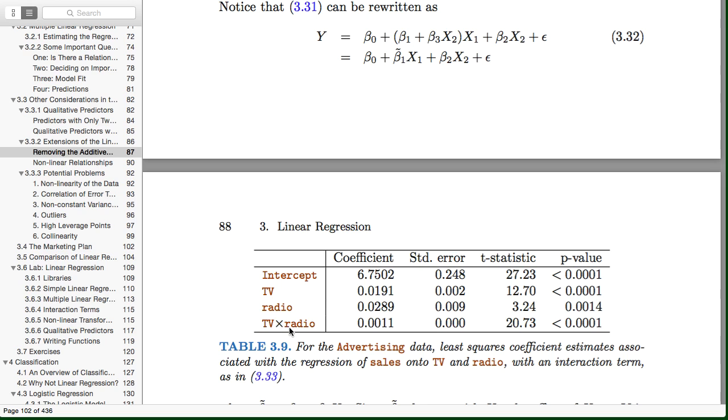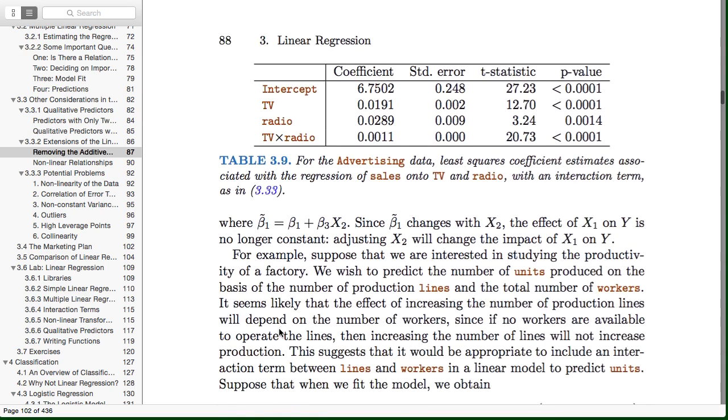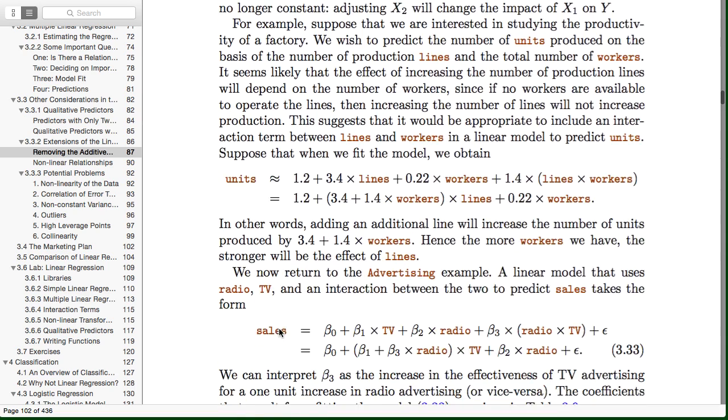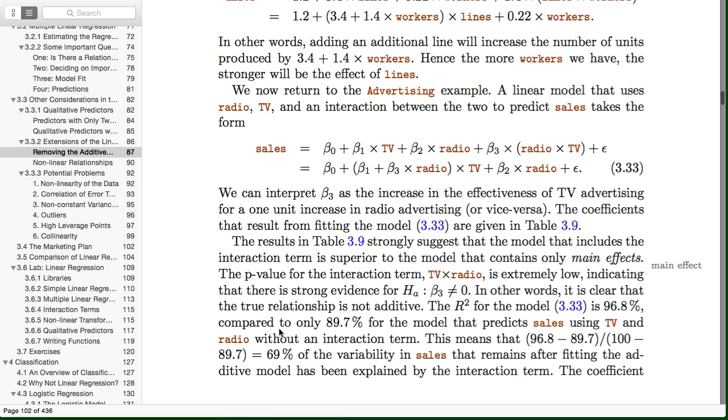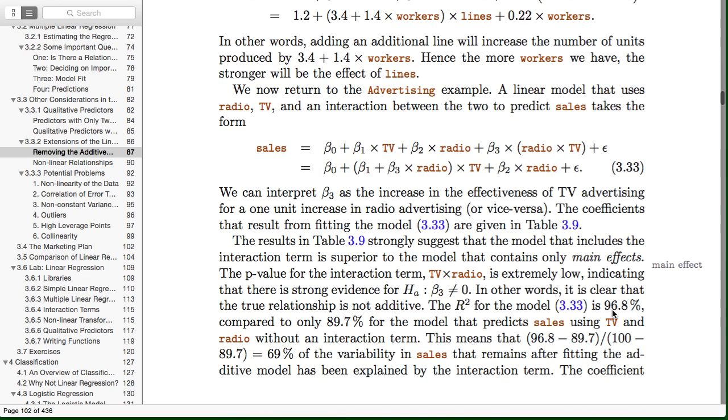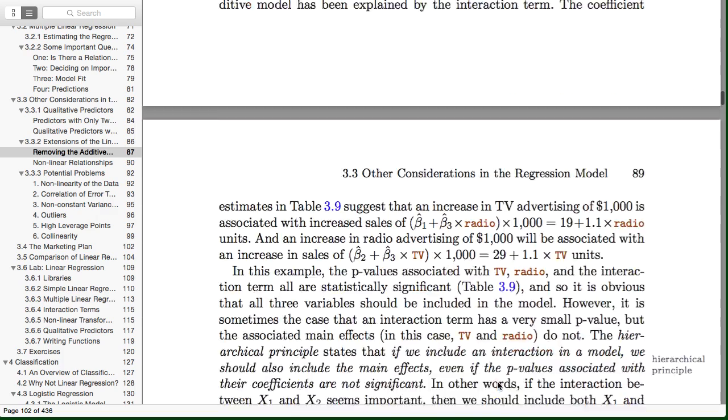This is telling us that we can better predict the result of sales from including radio and TV advertising as a product. And in fact, it's quite a bit better. I think somewhere here we see the R squared, yeah, the R squared for this is 96.8% compared to only 89.7% for the additive model. So that's quite a lot. So 69% of the variability that was left over after fitting the additive model has now been explained by the interaction term. So we definitely want the interaction term there.